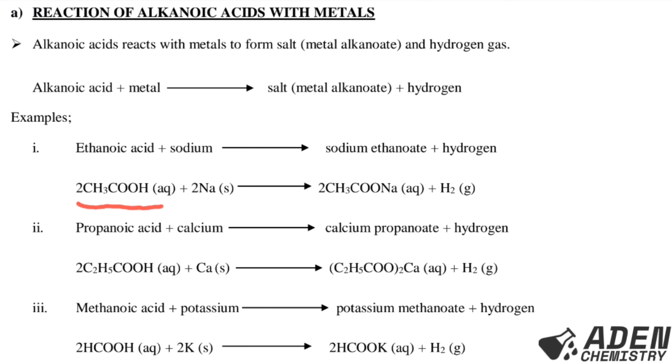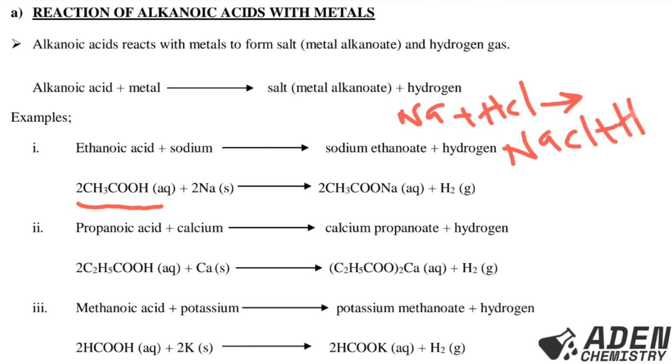So to balance this equation, because we have two hydrogen here, I have to put 2 here. When I put 2 here, I have to put 2 here because I'm going to have 2 sodium atoms there. Or what you're supposed to know is that you just write sodium reacting with hydrochloric acid, because the way we said, alkanoic acids behave like hydrochloric acid and nitric(V) acid. So what we are going to get is sodium chloride plus hydrogen gas.